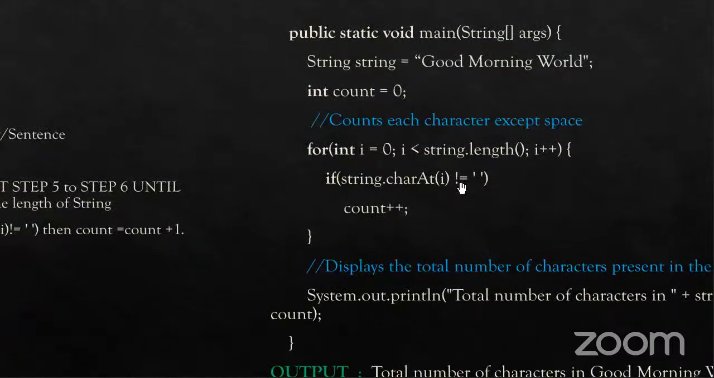Now we need to count the characters except the white space. For that I am using a for loop. Inside it, I initialize i equals 0 first, and count up while i is less than string.length(). This length is a method provided by the String class for calculating the length of a string.